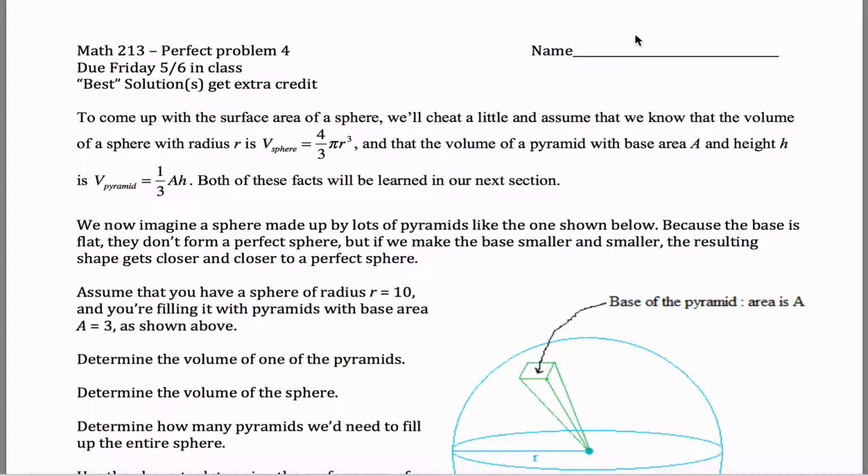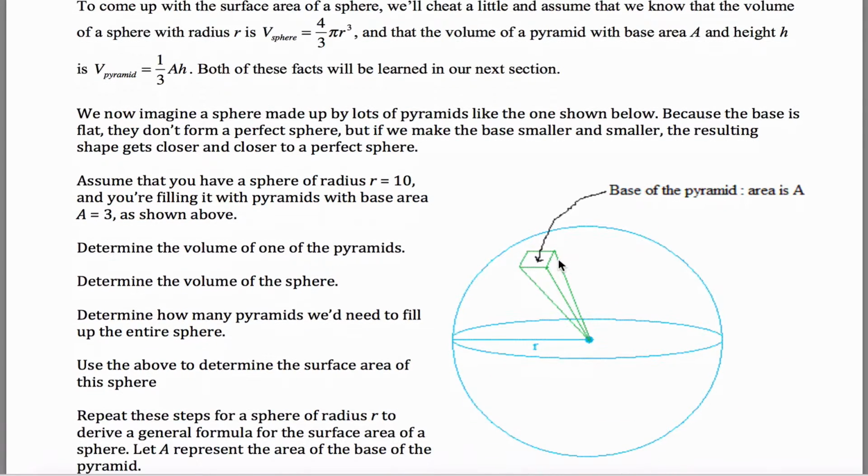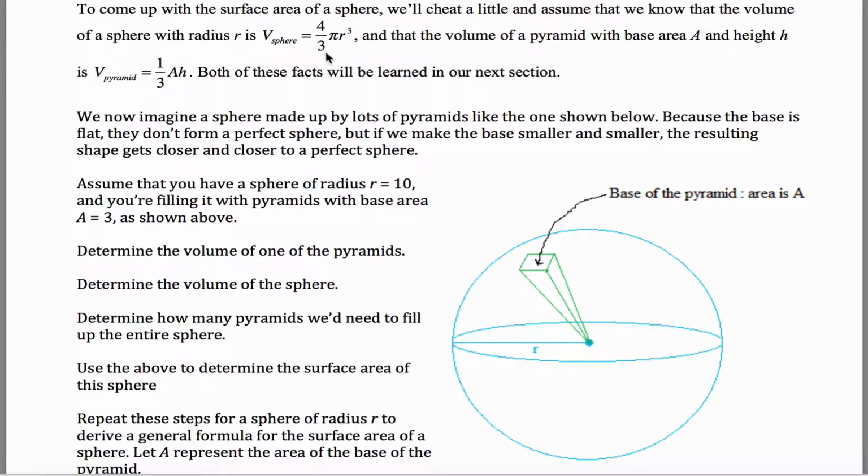Alright, here are solutions for perfect problem 4 for Math 213. The idea here is to come up with the formula for the surface area of a sphere. You're told that the volume of a sphere is 4/3 pi r cubed, and the volume of a pyramid with base A and height h is 1/3 A times h. We'll learn those when we talk about volume.